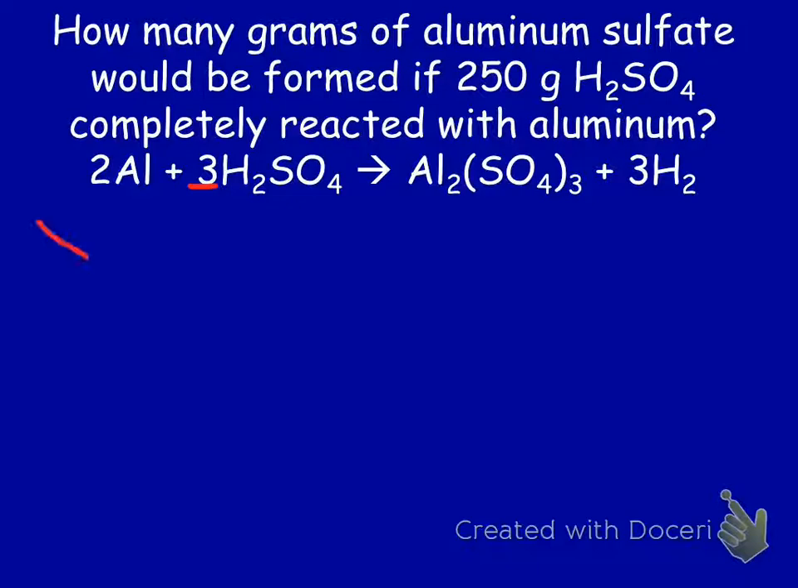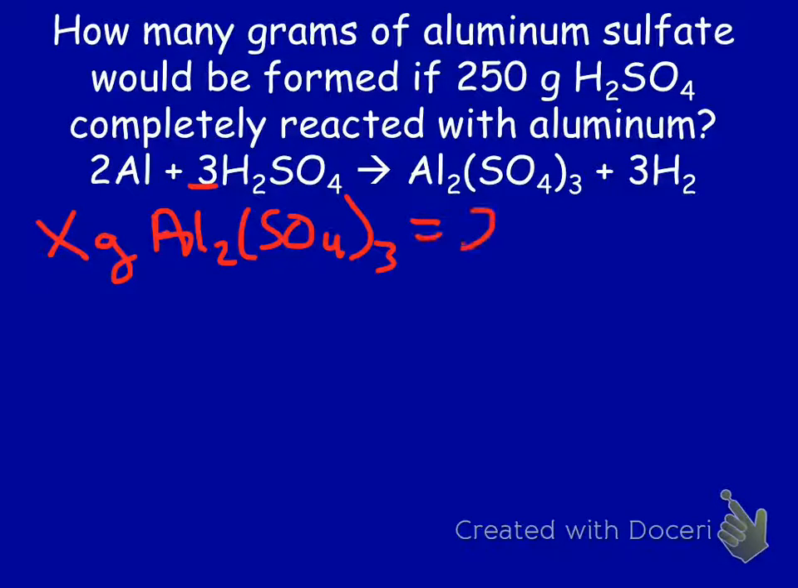So how many grams? X grams aluminum sulfate, Al2(SO4)3, would be formed if 250 grams of H2SO4 reacts completely with aluminum. All right, so there's our math problem. We see that we have grams to grams. So we're going to set up our map and we're going to go the whole distance.